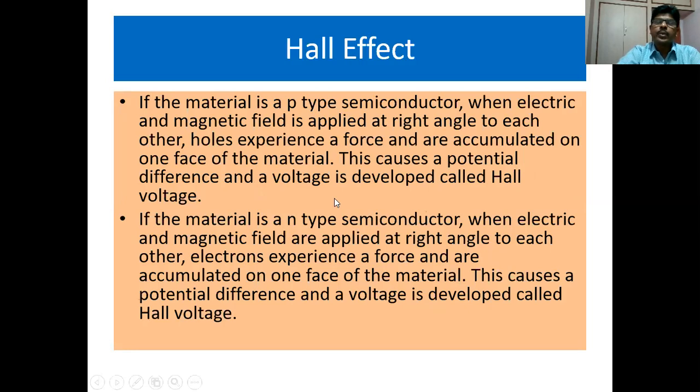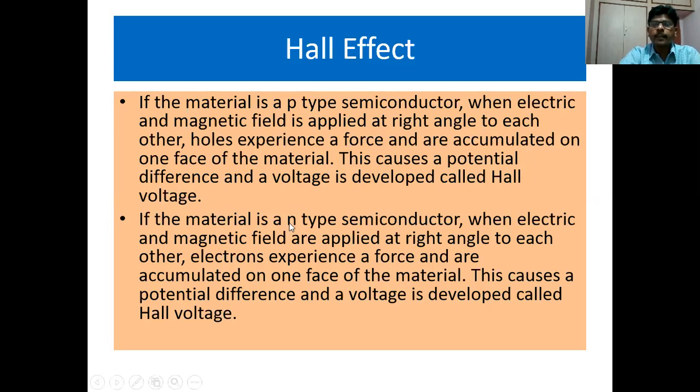Now, we shall see Hall effect in terms of an N-type semiconductor and in case of a P-type semiconductor. If the material is a P-type semiconductor, when electric and magnetic field is applied at a right angle to each other, holes experience a force and are accumulated on one face of the material. This causes a potential difference and a voltage is developed called the Hall voltage, since in P-type, holes are majority charge carriers.